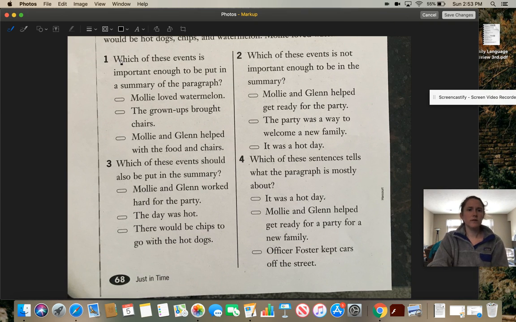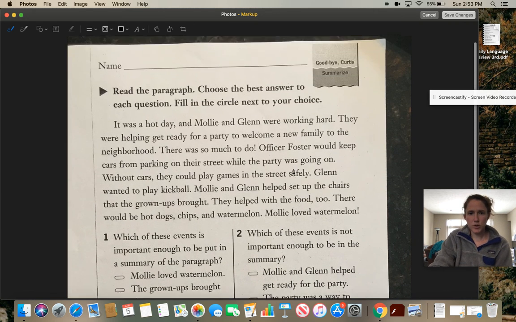The first question, which of these events is important enough to be in the summary? So you have to decide what is important to go in the summary. Now remember, the summary are those main events or the main details. Number 2, which of these events is not important enough to be in the summary? So you have to decide what's not super important and does not need to go in the summary. Number 3, which of these events should be put in the summary? And number 4, which of these events tells what the paragraph is mostly about? So I think you guys can do a good job on that.